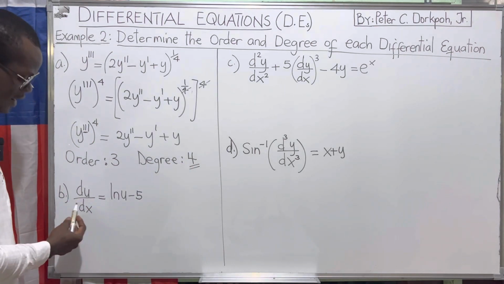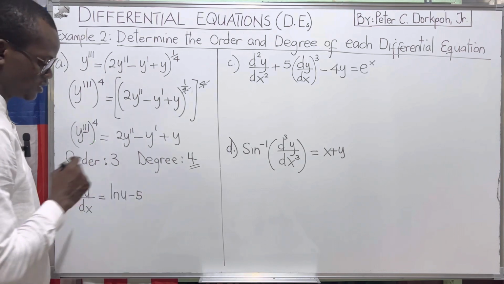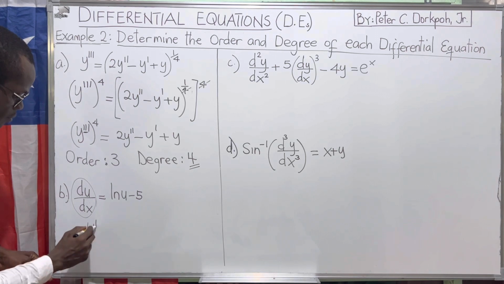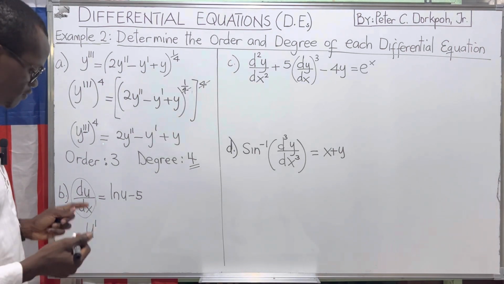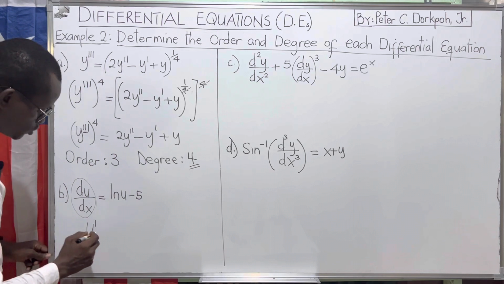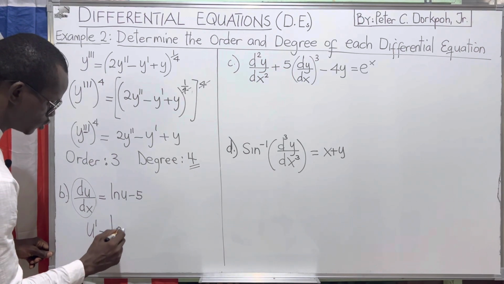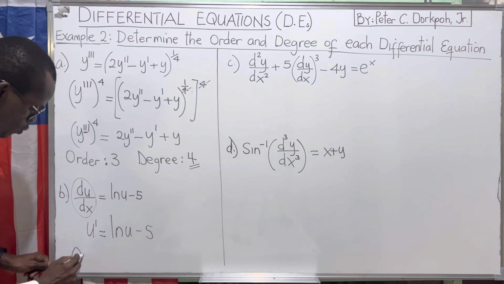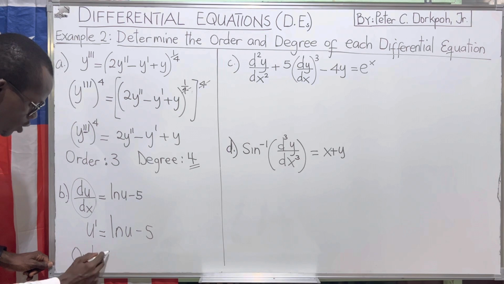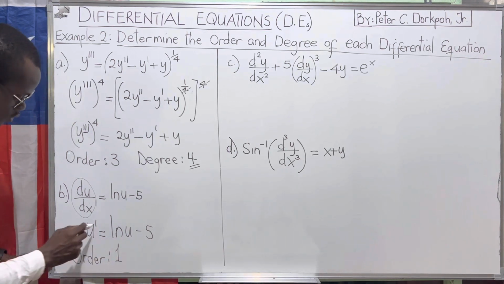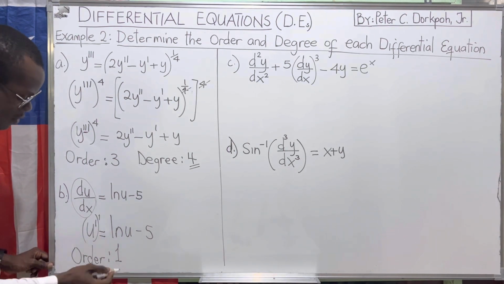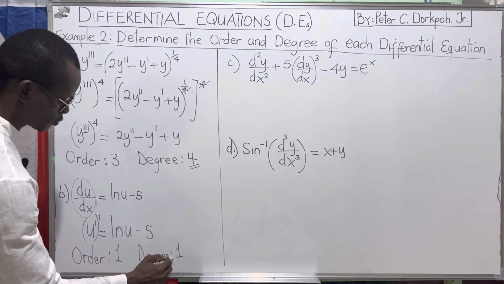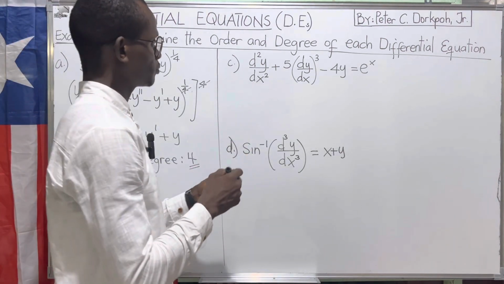The next one says du by dx equals ln of u minus 5. This du by dx means u prime, because u is the dependent variable and x is the independent variable. So this is u prime equals the ln of u minus 5. The highest derivative here is just 1, so the order is 1. This u prime is raised to the first power, so the degree will just be 1 as well.